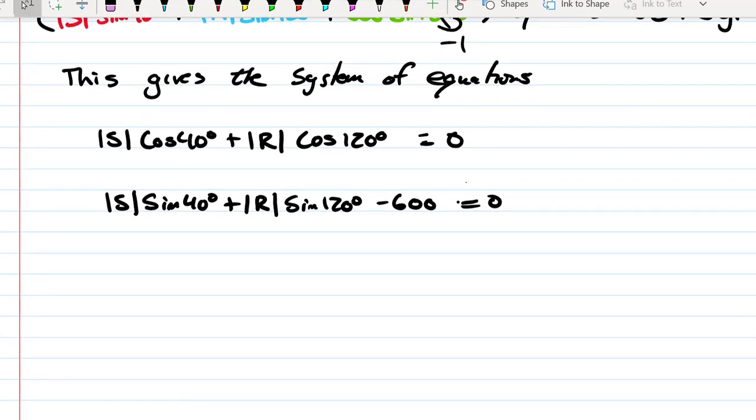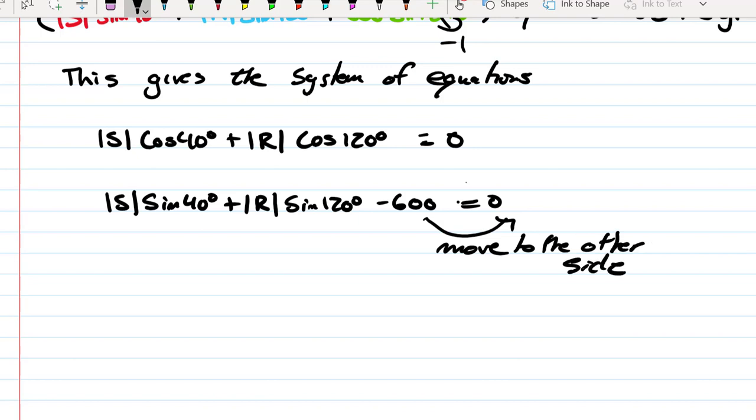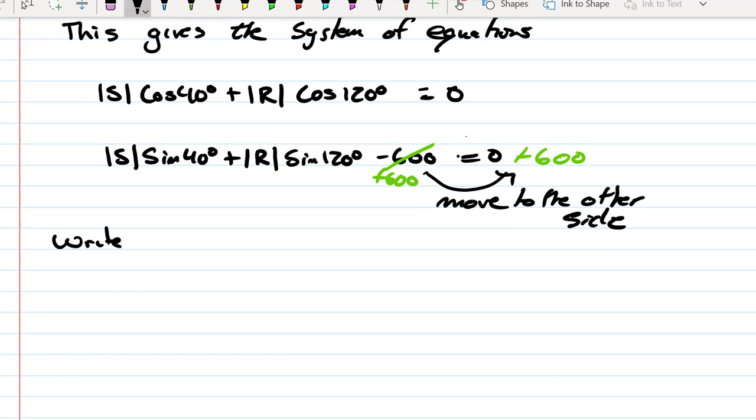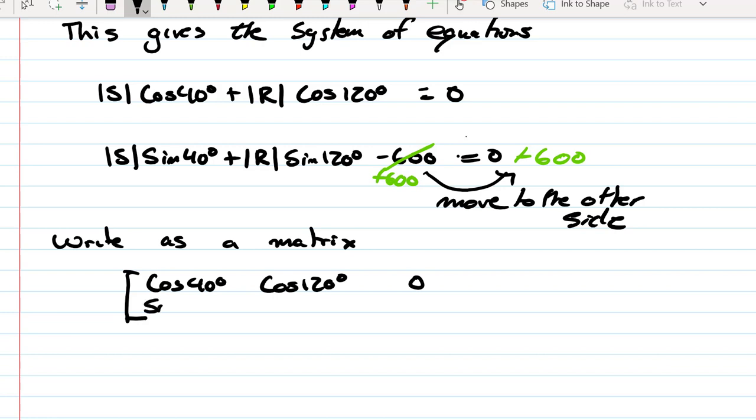So we can actually write this as a matrix. We move the 600 to the other side, and that will give us positive 600. So we add 600 to both sides. If we write it as a matrix, we get cosine 40 degrees, cosine 120 degrees, and 0. And we get the sine of 40 degrees, the sine of 120, equals 600.